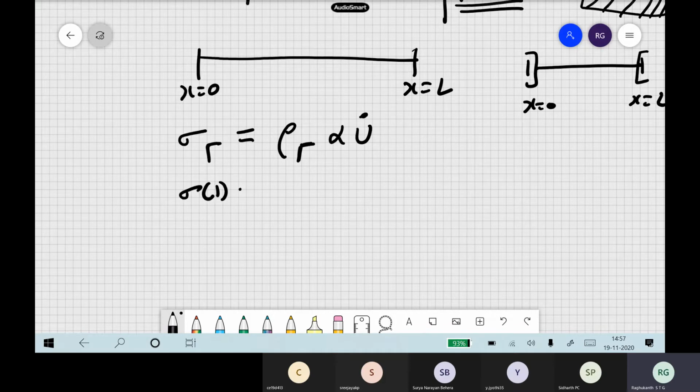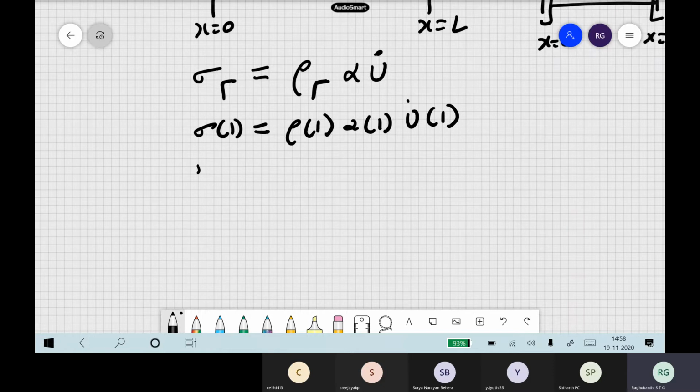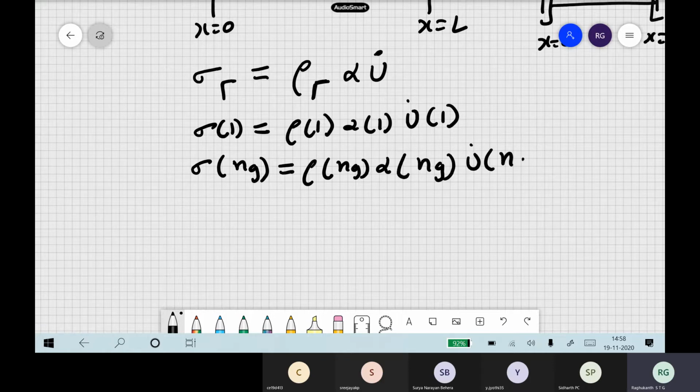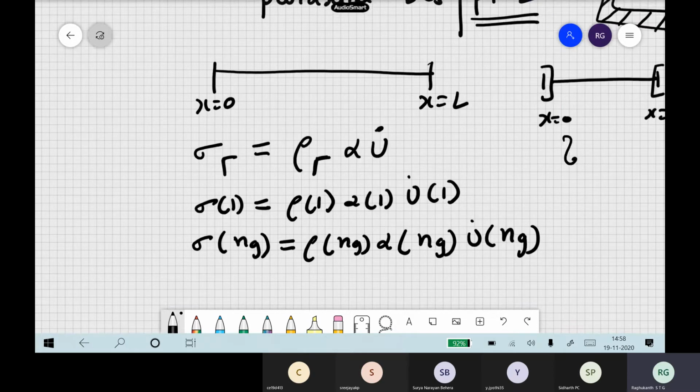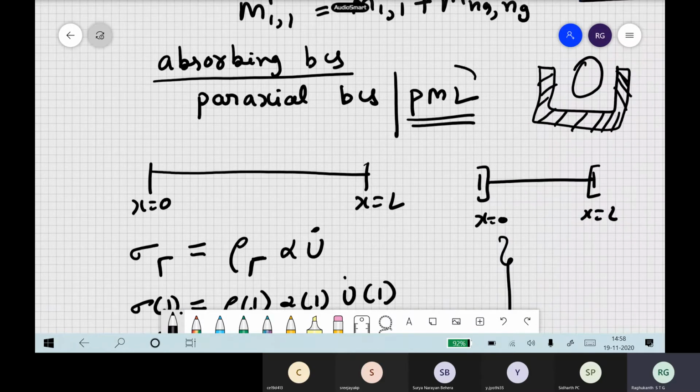So sigma at the first node, the first point, is rho of 1, alpha of 1, then u dot of 1 at the first node. And for the last one, at the end, ng, this becomes rho of ng, alpha of ng, then u dot of ng. So this is also one way to give the absorbing boundary conditions. But as I already told you, this is a simpler way of doing things, but errors will be there. The best way is to go through the paraxial boundary conditions.